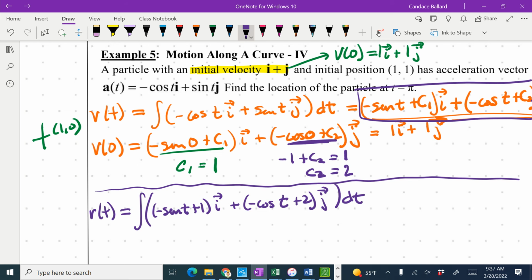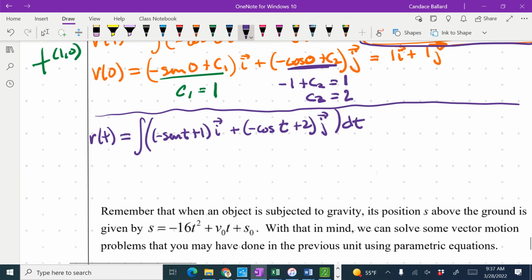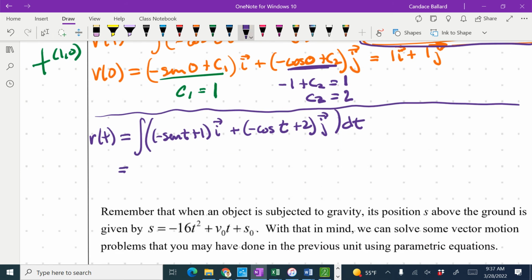All right, we got it. Okay, so let's go ahead and integrate again. When I integrate negative sine, what do I get? Cosine of t, good. When I integrate 1, what do I get? t, and then what do I also have to put? c sub 3, right? Times my i vector.